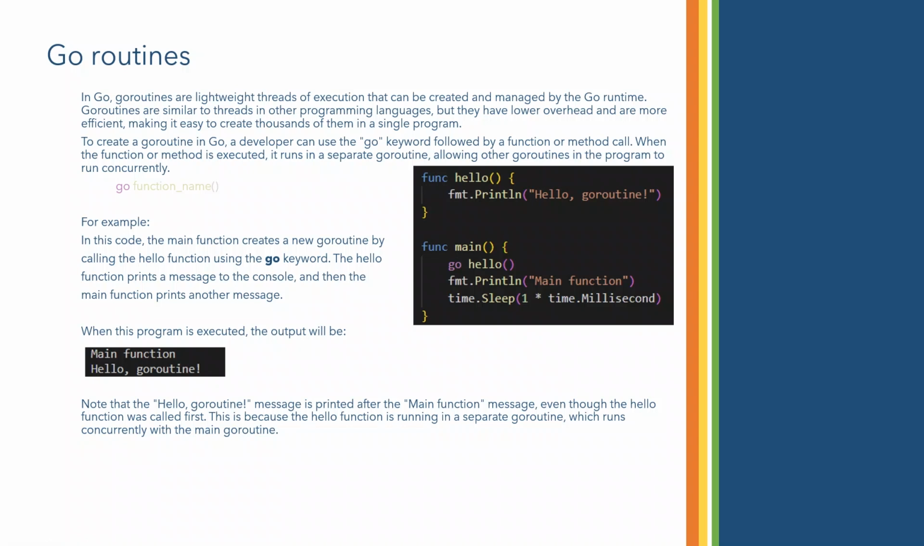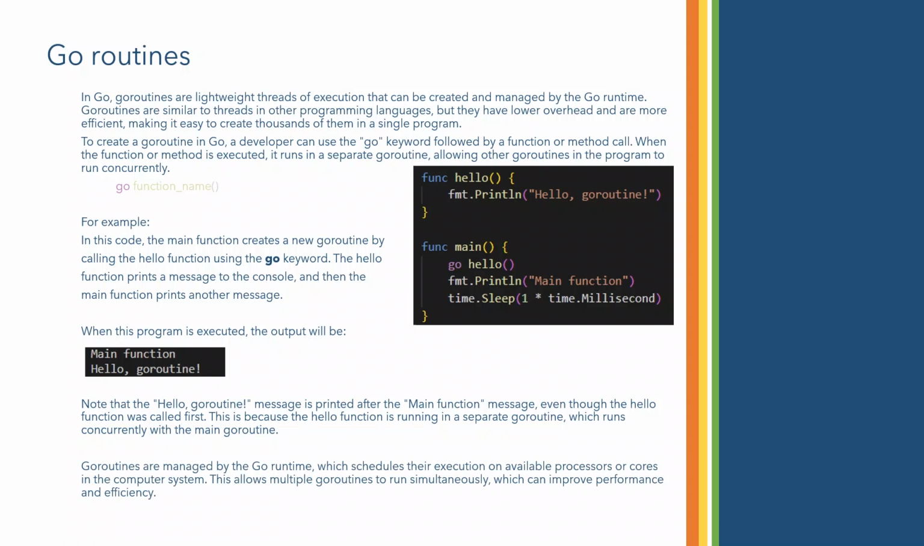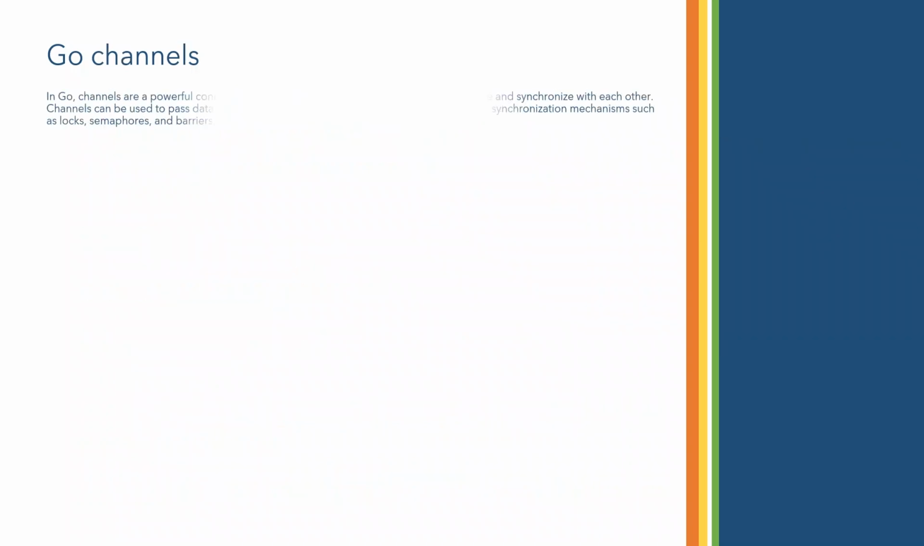This is because the hello function is running a separate goroutine, which runs concurrently with the main goroutine. Goroutines are managed by the Go runtime, which schedules their execution on available processors or cores in the computer system. This allows multiple goroutines to run simultaneously, which can improve performance and efficiency.